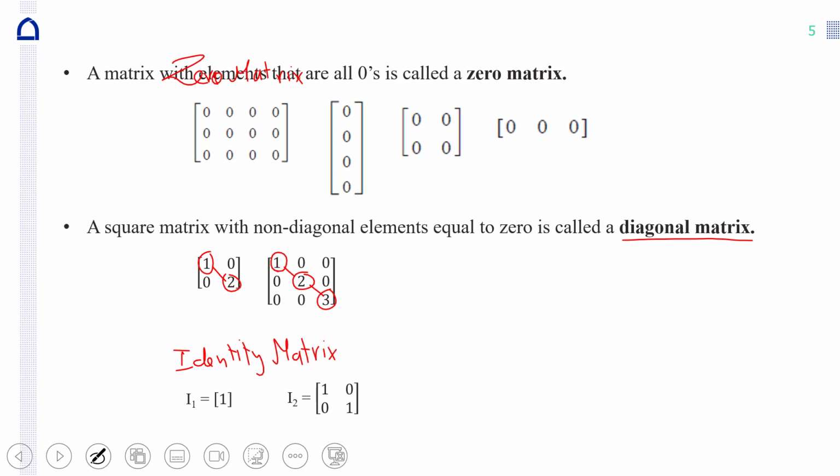So identity matrix means the main diagonal is 1 and the rest is 0. It is a special case of the diagonal matrix, called the identity matrix. The 0 matrix is the identity for addition, and the identity matrix is the identity for multiplication, as we will see later on. This is I3, the identity matrix 3 by 3, where the main diagonal is 1 and the rest of the elements are 0.